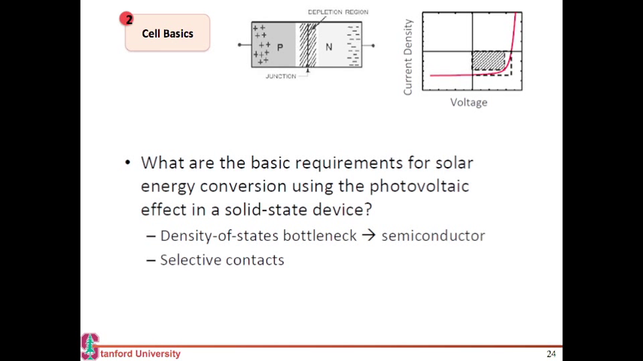Turning on to cell basics. Most of the people, when you talk to them about solar cells, the picture that comes to their mind is this reverse bias p-n junction, and they assume light is falling on a reverse bias p-n junction, and that gives you solar action. How many of you, when you think about a solar cell, relate to that picture?